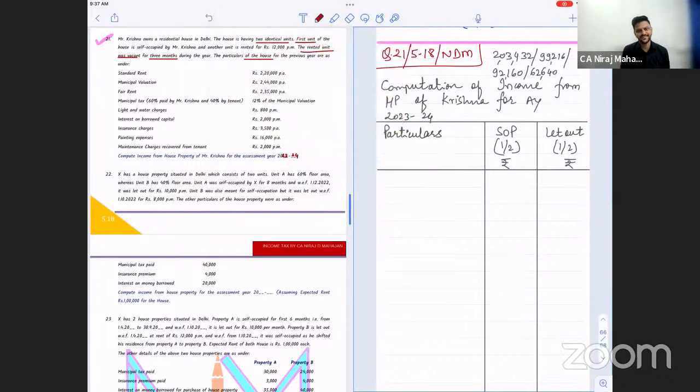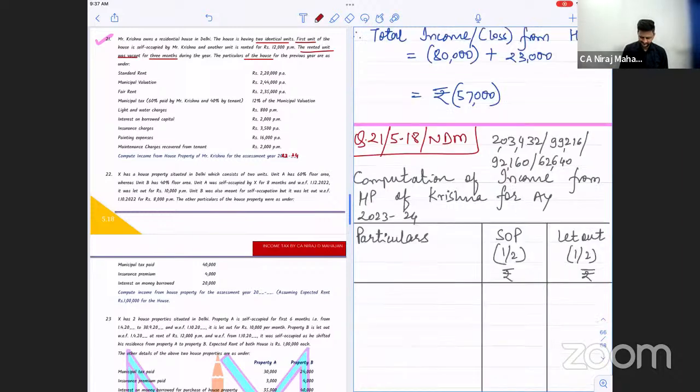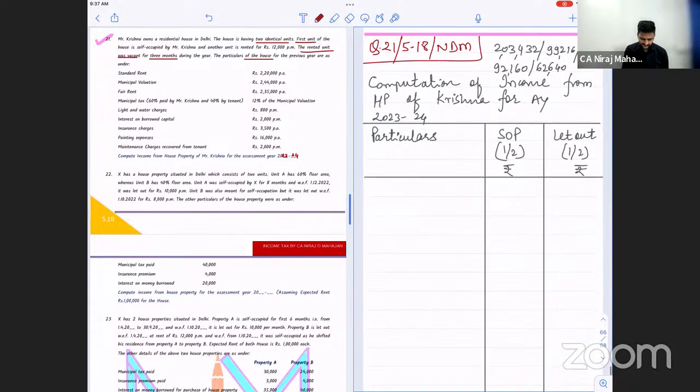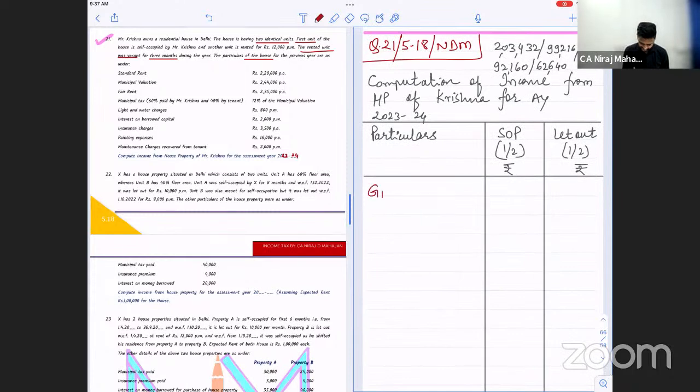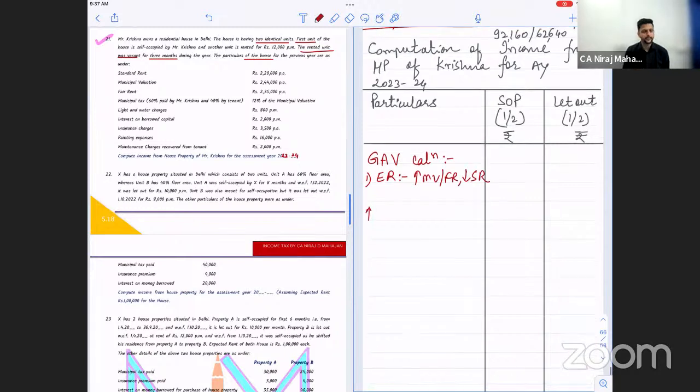One of the answers here is correct. Sometimes it happens none of them is correct, but here one of the answers is correct. Chalo. Let's go ahead. GAV calculation. Obviously, first is your expected rent: higher of MV or FR, subject to SR. We calculate for the property.